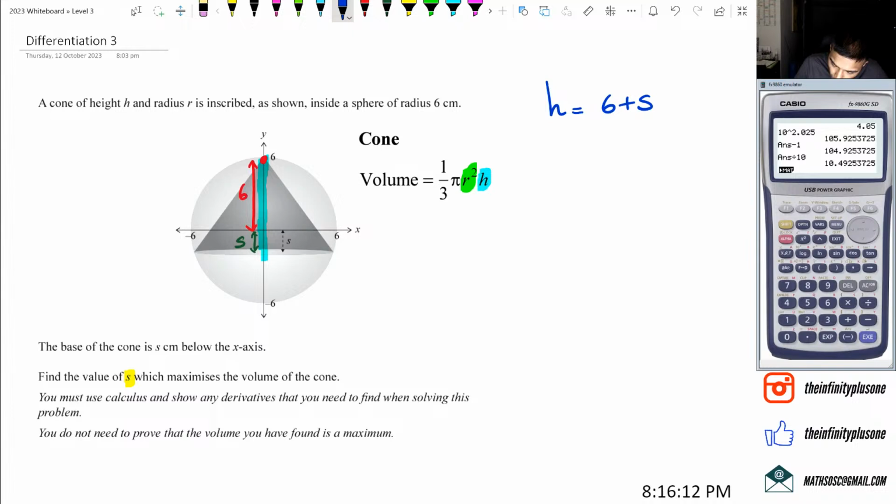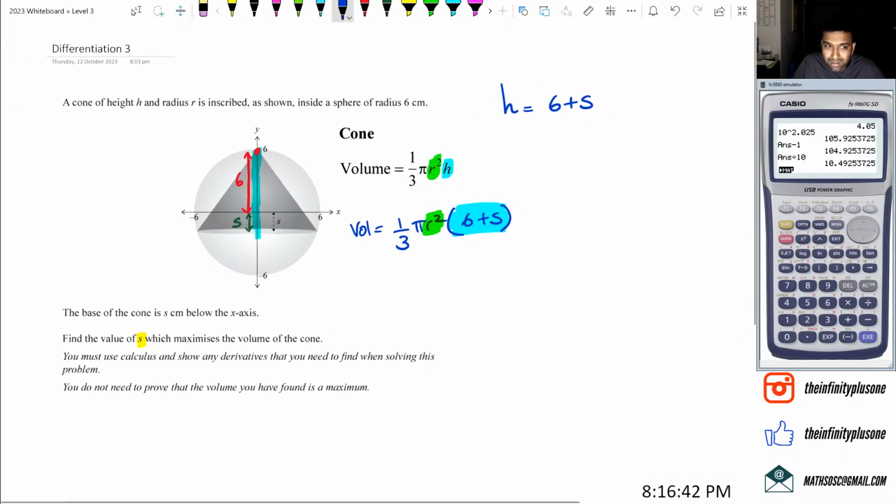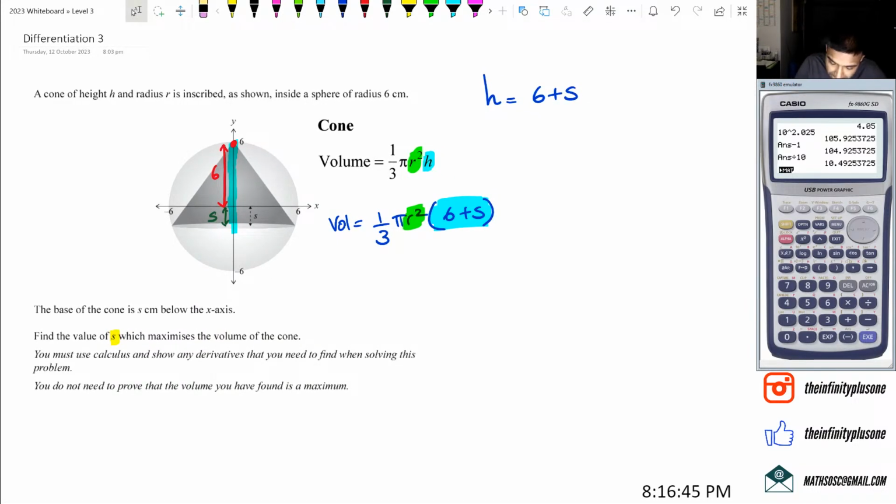Now, if I go back into volume, and I put down 1/3 pi r squared, 6 plus s. I've managed to get rid of the h, but the problem is I've brought in an s. So I need to figure out a link between r and s. One thing that will help you guys is like this, and it took me a couple of seconds to look at it again to realize what was happening.